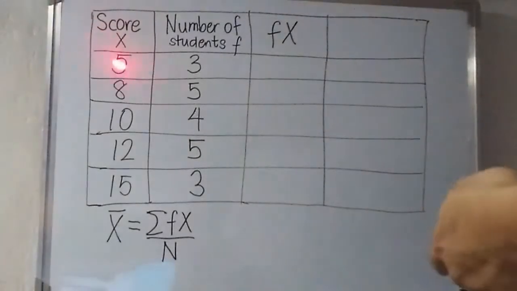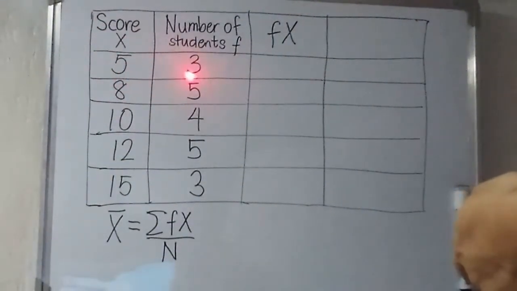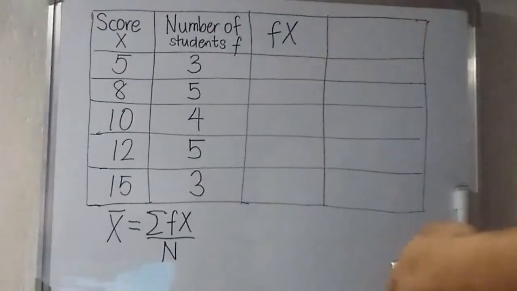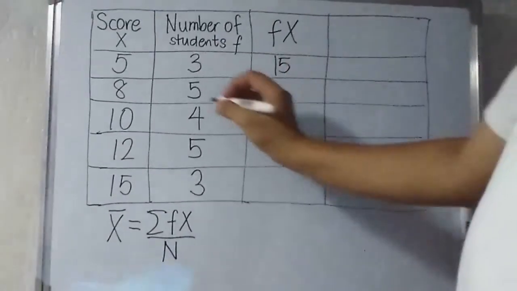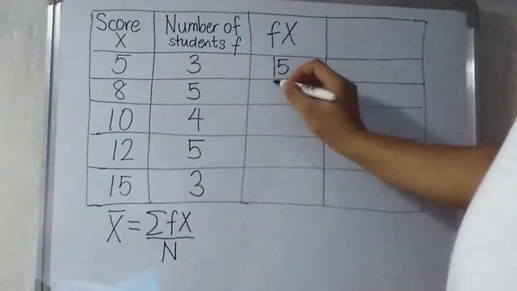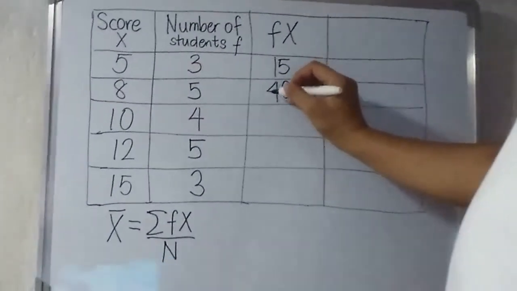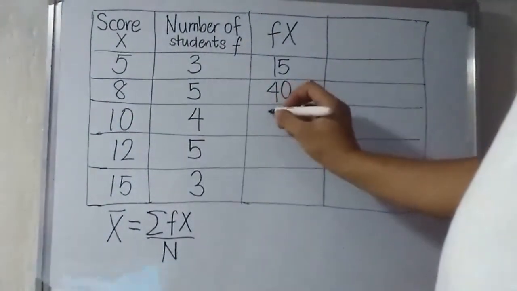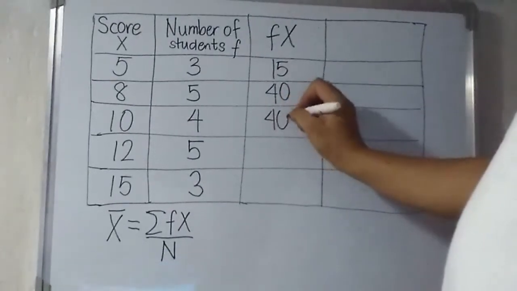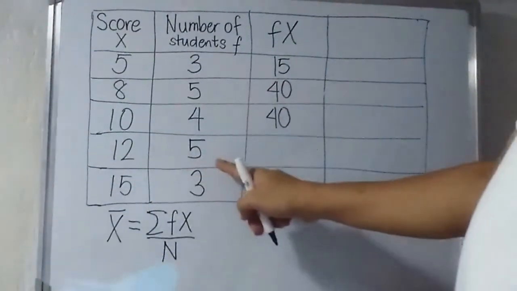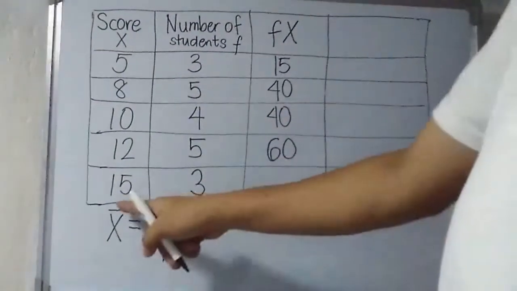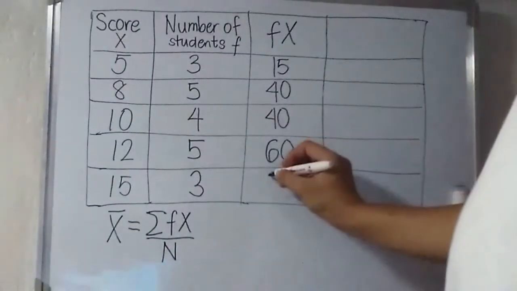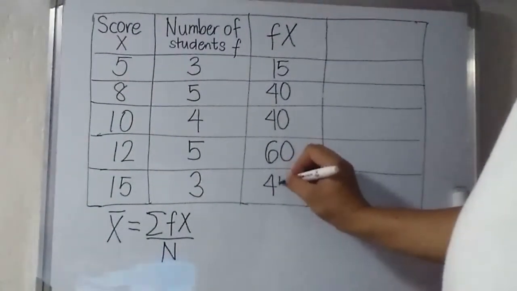First, we shall multiply the score and the frequency. So 5 times 3 is 15. 8 times 5 is 40. 10 times 4 is 40. 12 times 5 is 60. 15 times 3 is 45.